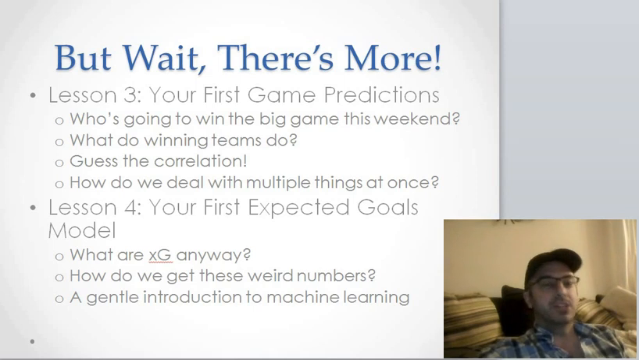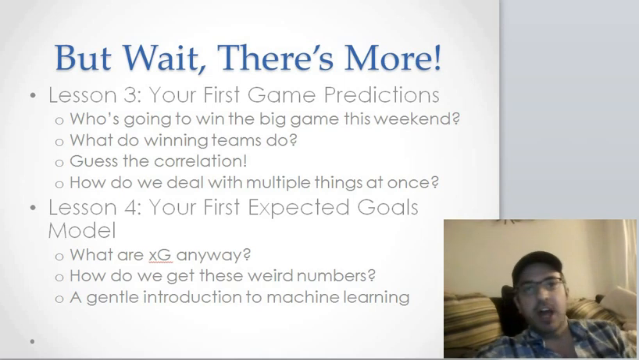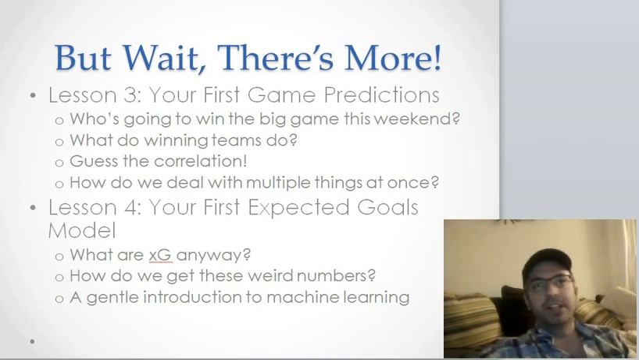We're going to go through some basics of correlation there. We're going to walk through, and there's even a cool website called guessthecorrelation.com where you can visually see what a strong correlation looks like versus a weak correlation, all these sorts of things. How do we deal with multiple variables at the same time? Well, teams who win games have a lot of possession. They take a lot of shots. Maybe they make a lot of tackles, a lot of passes. What do they do, and how do we deal with all these different variables at the same time? By lesson 4, you're going to build your first expected goals model.